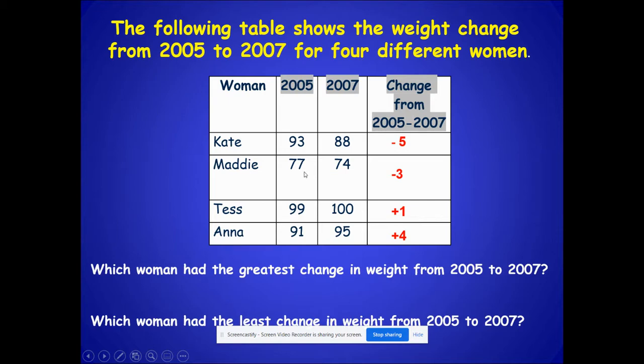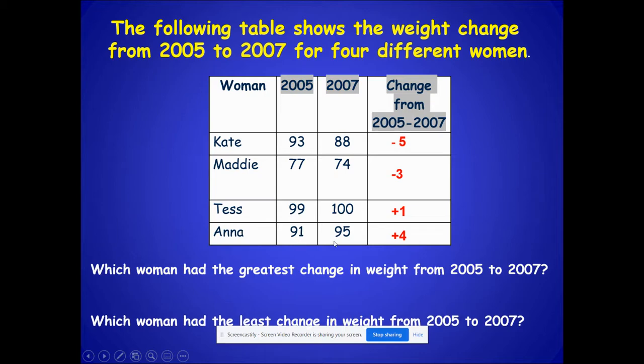With Maddie, she went from 77 pounds to 74 pounds. If you subtract these two, you get 3 pounds, and that's a change of a negative 3 because she went down 3 pounds. Tess went from 99 to 100. If you subtract these two, you get 1. However, she gained weight, so that would be a positive 1.